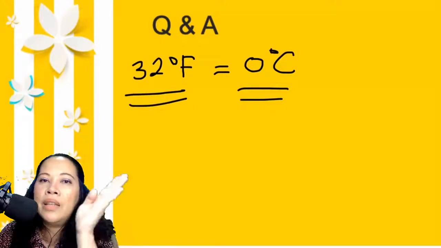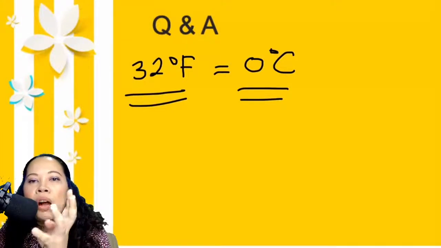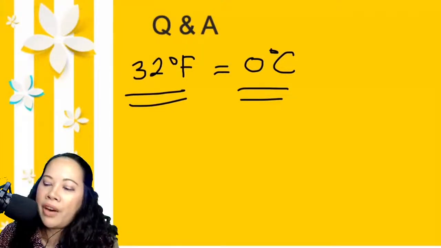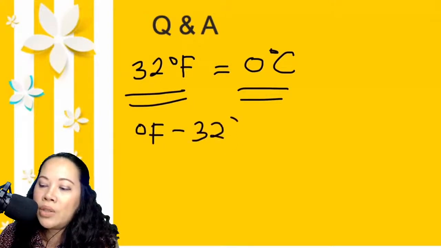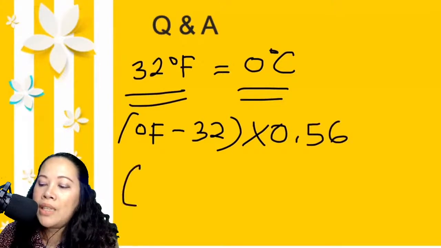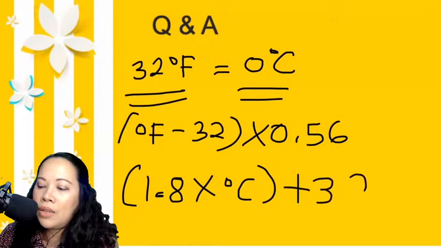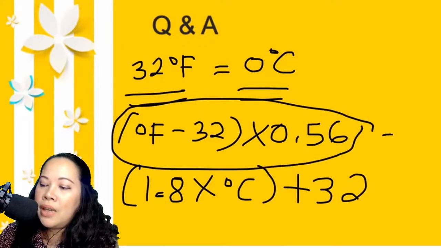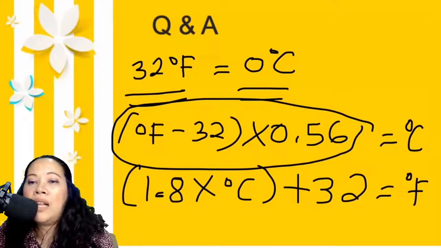So that is also the explanation why your conversion for degree Fahrenheit is always minus 32 before it's being multiplied by 0.58. And for degrees Celsius, it's 1.8 times degrees Celsius and then plus 32. So you see the difference. This will give you those values.